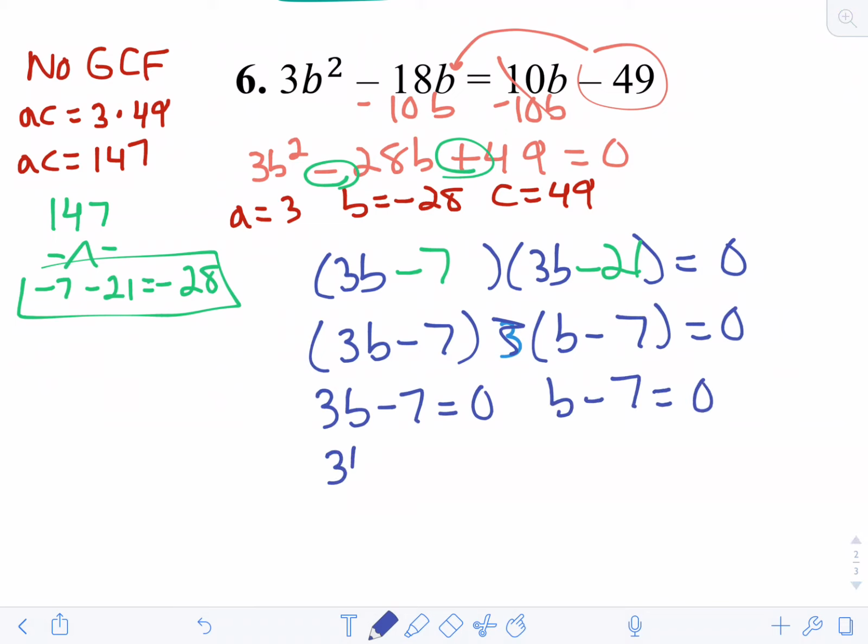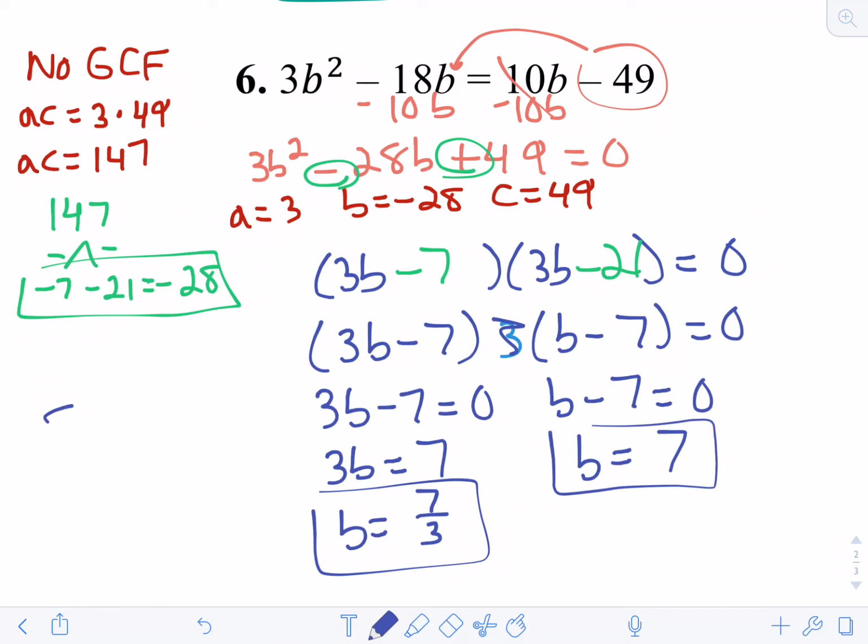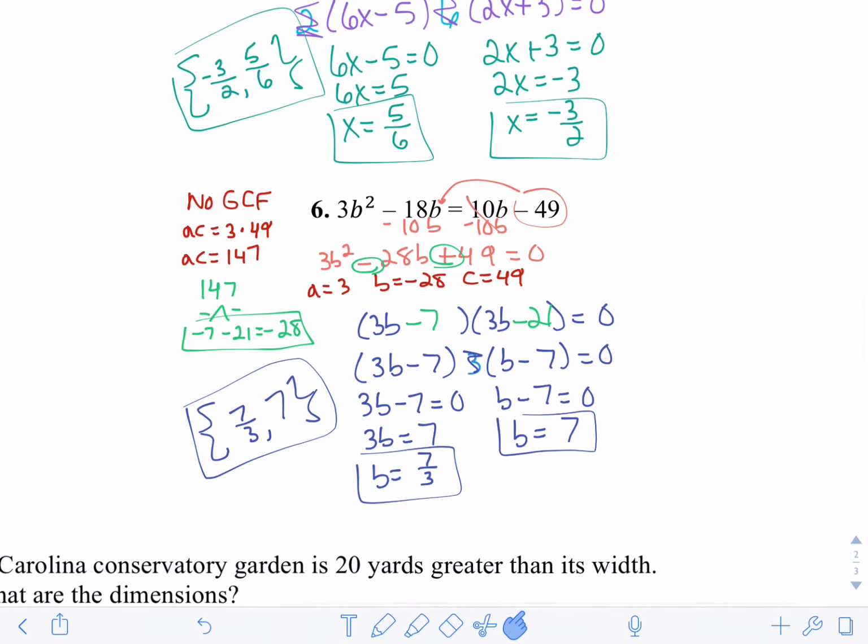This first one will be 3b is equal to 7, so b is equal to 7 divided by 3. This one just adds 7 to both sides, so b is equal to 7. Rewrite this: 7 over 3, comma 7. And there's your final answer. All right.